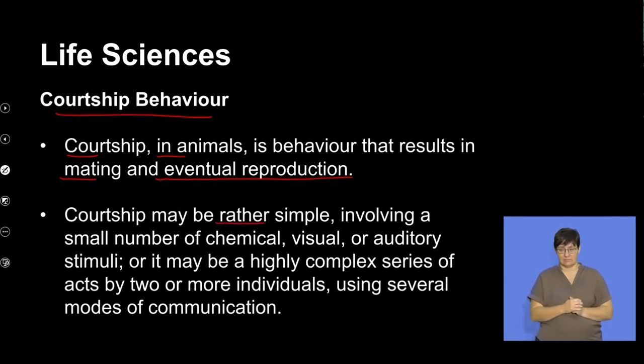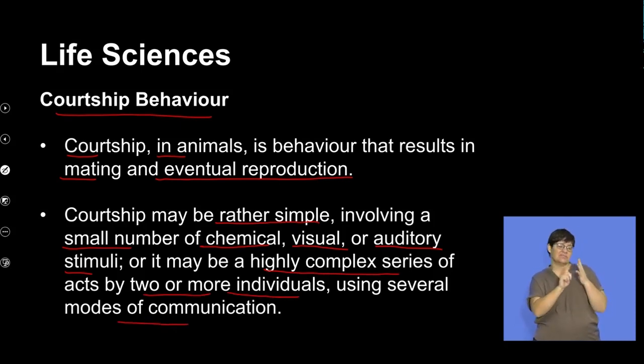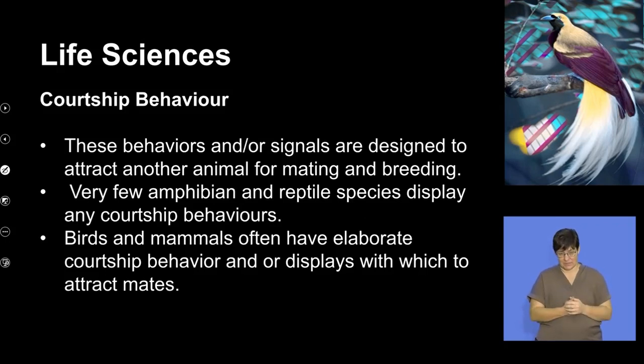Courtship may be simple, involving a small number of chemicals, sometimes visual stimuli, or even auditory stimuli, meaning sounds. Or it may be very complex, involving a series of acts by two or more individuals, using several modes of communication. So we find that courtship might be a very simple method of attracting mates, or it can be very complex, depending on the social organization of the species. Courtship behavior essentially signals to the mating partners to attract another animal for mating and reproduction.